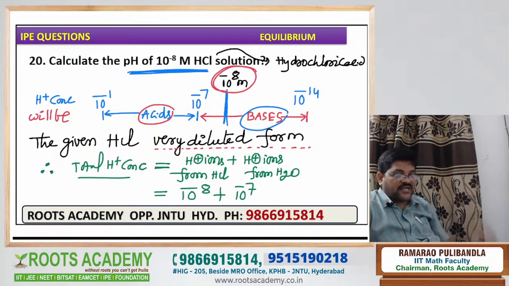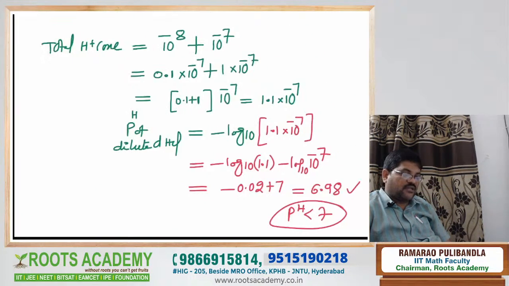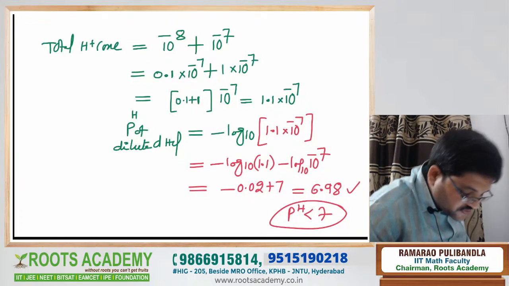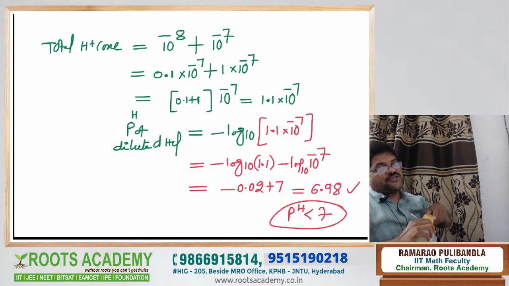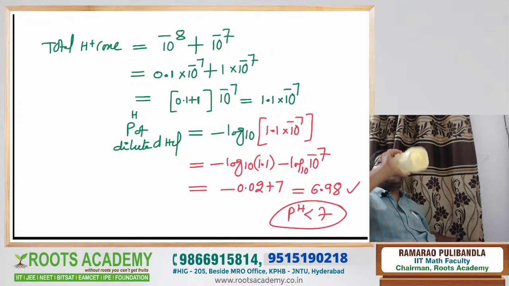Therefore, the total H plus ion concentration is equal to H plus ions from HCl, 10 power minus 8, and H plus ions from water, 10 power minus 7. You can calculate the total H plus concentration in terms of the pH of the diluted acid. You get 6.98. What did you get, students? 6.98. Simple logic, no confusion. Understood?